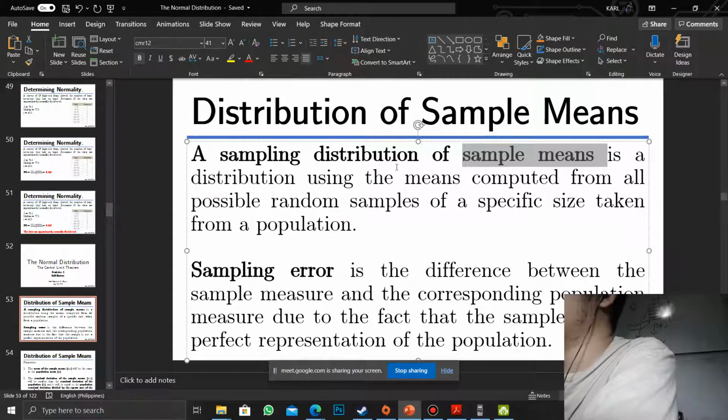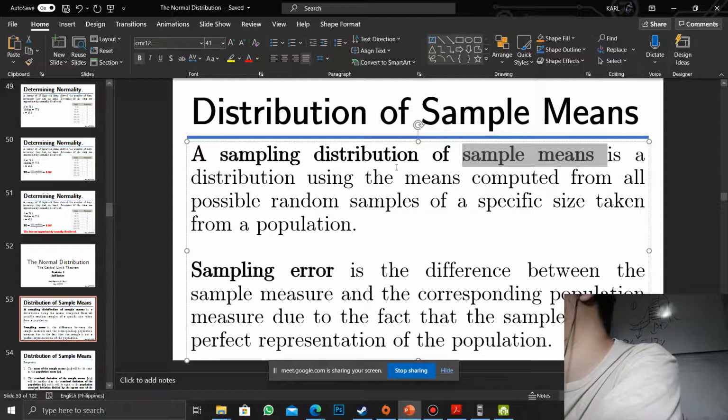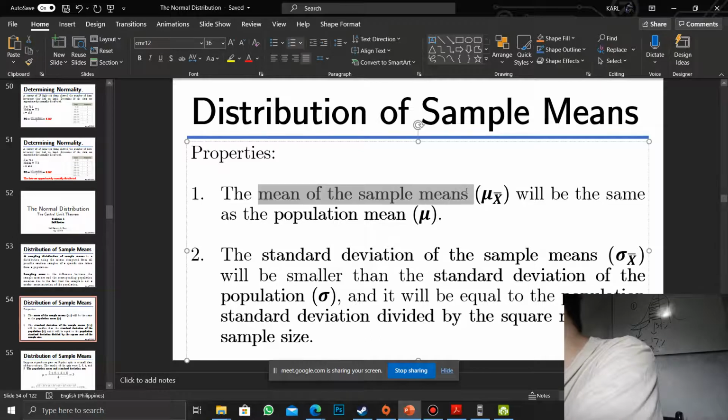Ayan, so we have something what we call the sampling distribution of sample means, which is a distribution using the means computed from all possible samples of a specific size taken from a population. Sampling error is the difference between the sample measure and the corresponding population measure due to the fact that the sample is not a perfect representation of the population. Properties. The mean of the sample means will always be the same as the population mean.